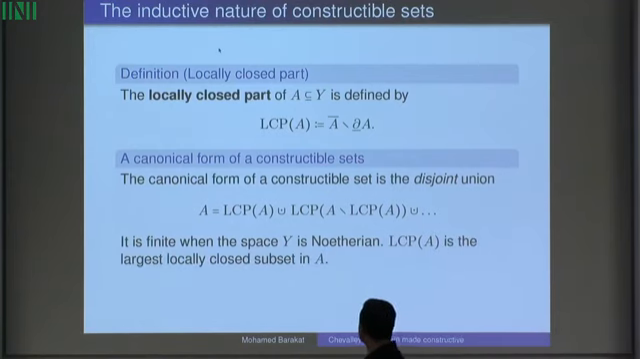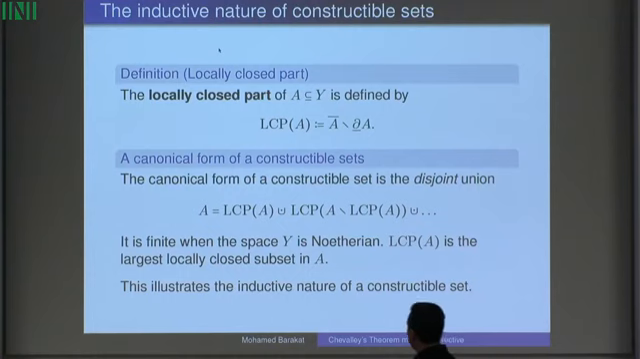So in this sense, the locally closed part of A is the largest locally closed subset in A, and you see this is a sort of greediness. You're going and chopping off the largest locally closed part, removing it. What you get back is constructible. Then you remove the largest locally closed part, and so on. And you're doing this in a way that you get even a disjoint union. Okay.